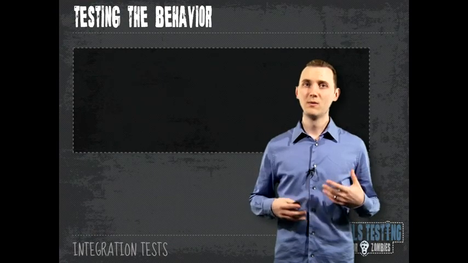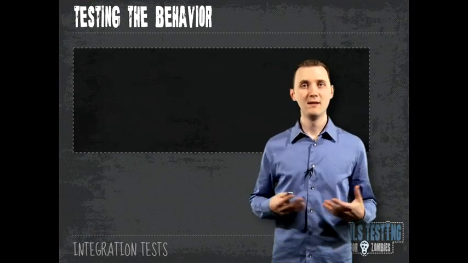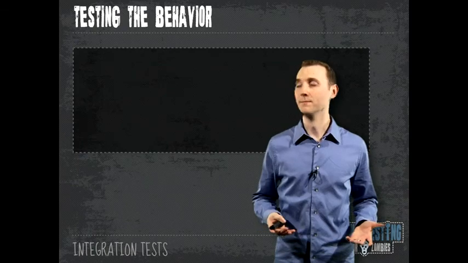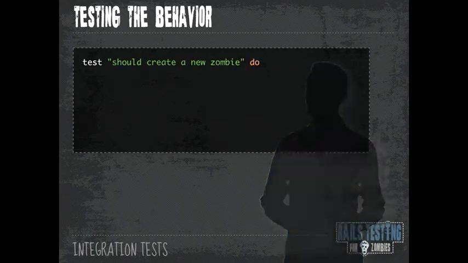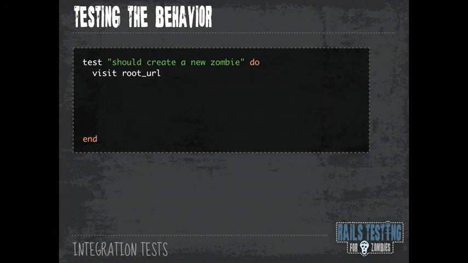Finally, let's write a more interesting test and maybe test something like a sign-up form. So here, we'll make a test called "should create a new zombie." We're going to visit the root URL. We're going to click on the link to sign up.